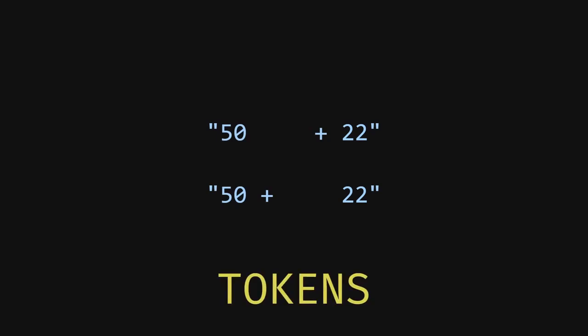Okay. Here we have 2 expressions. Wouldn't you agree that both of them should evaluate to the same value? So it seems like whitespace is completely irrelevant to our current problem. We can also see that there's these logical units in these strings, like the number 50 and the operator plus, and another number 22. These logical units are commonly referred to as tokens.